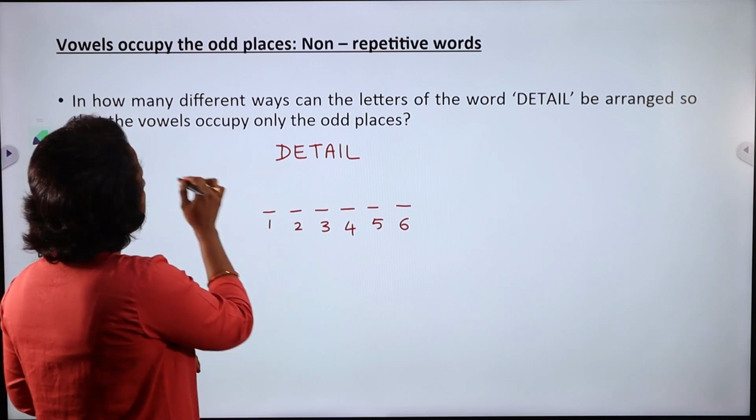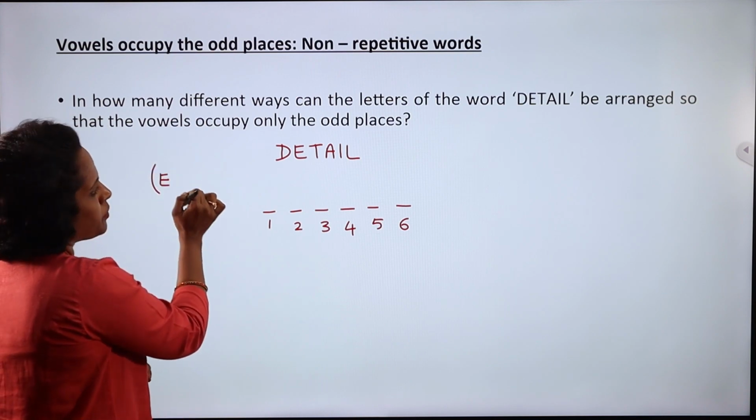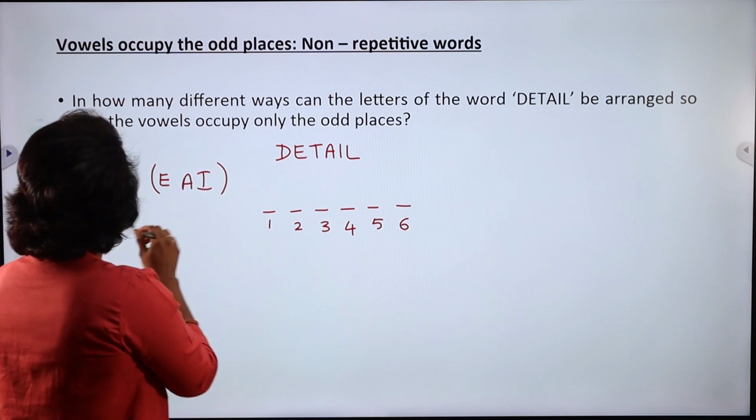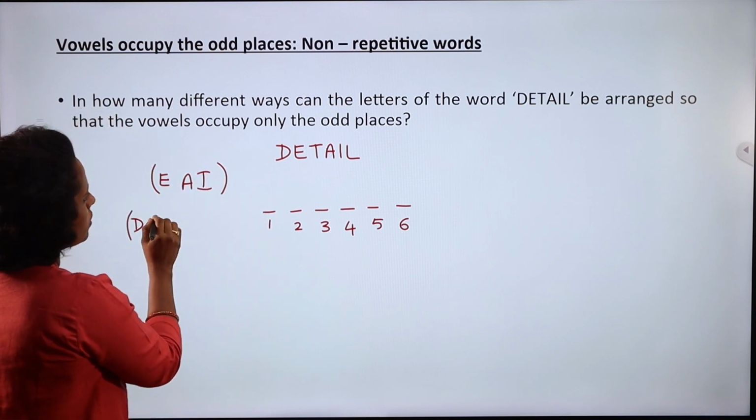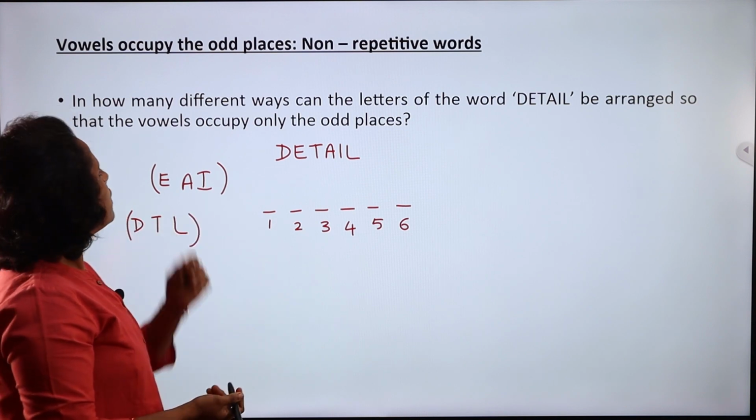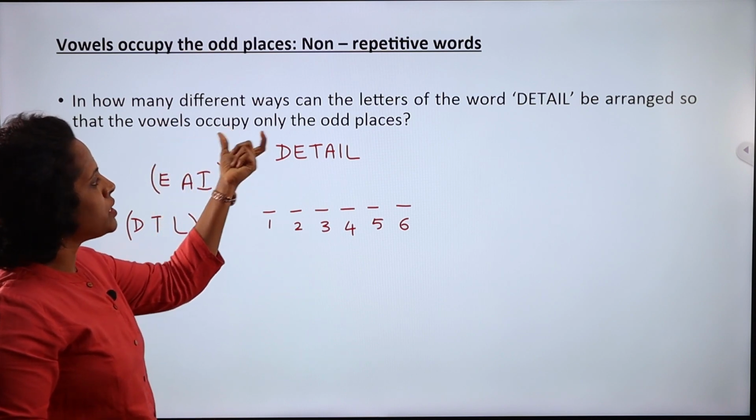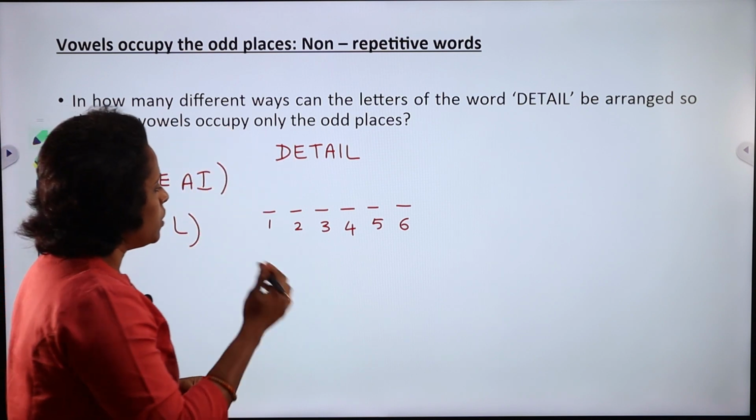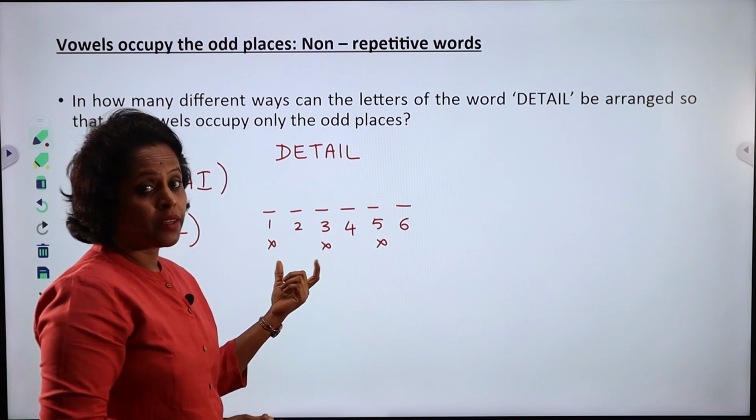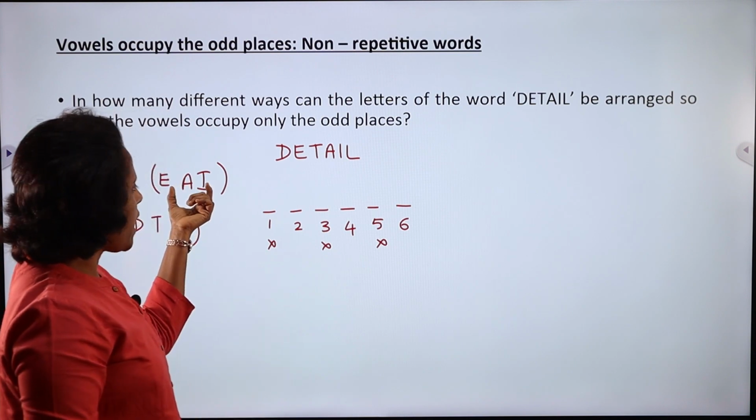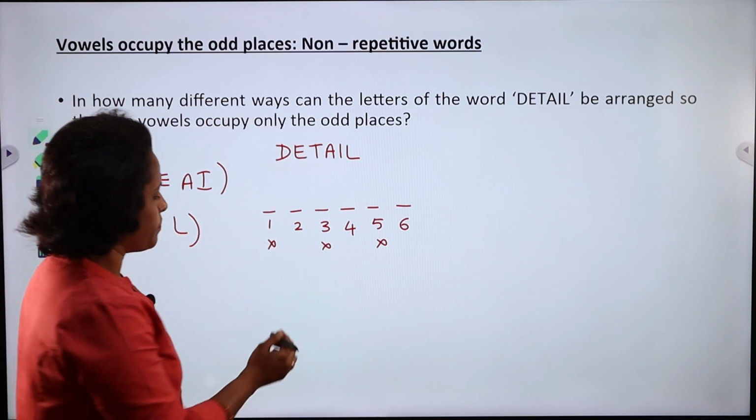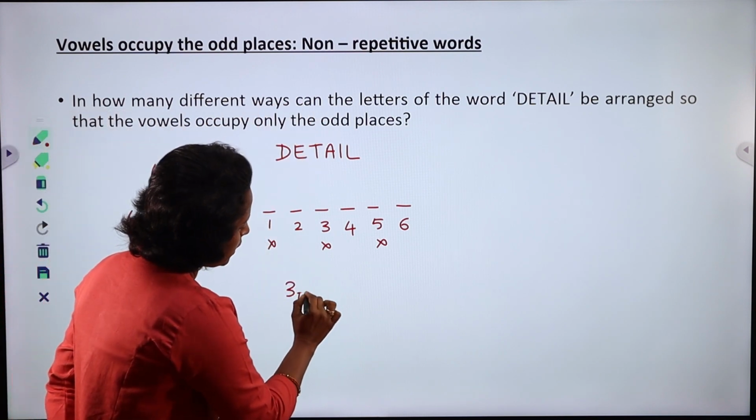What are the vowels here? E, A and I are the vowels. What are the remaining letters? Those are consonants. So 3 vowels, 3 consonants we have. Now, the question being asked is vowels occupy only the odd places. What are the odd places? 1, 3 and 5. 3 odd places we have, and we have 3 vowels. The 3 vowels should occupy the 3 odd places. That can be done in 3P3 ways.